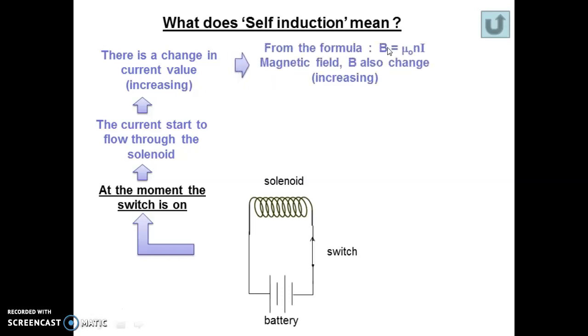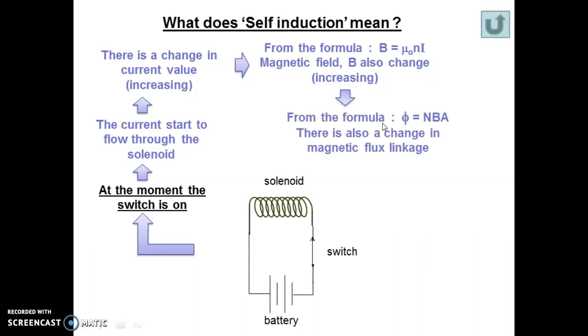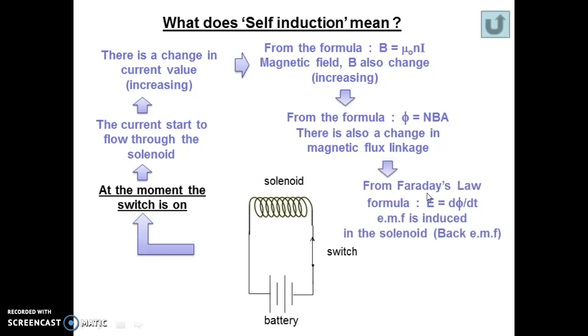Next, from the formula B equals mu naught N I for a solenoid, the magnetic field B also changes. So when I is increasing, B also increases. Next, from the formula magnetic flux linkage psi equals N B A, there is also a change in magnetic flux linkage because B is increasing. Next, from Faraday's law formula, EMF induced equals d psi by dt. When there is a change in magnetic flux linkage, EMF will be induced in the solenoid.